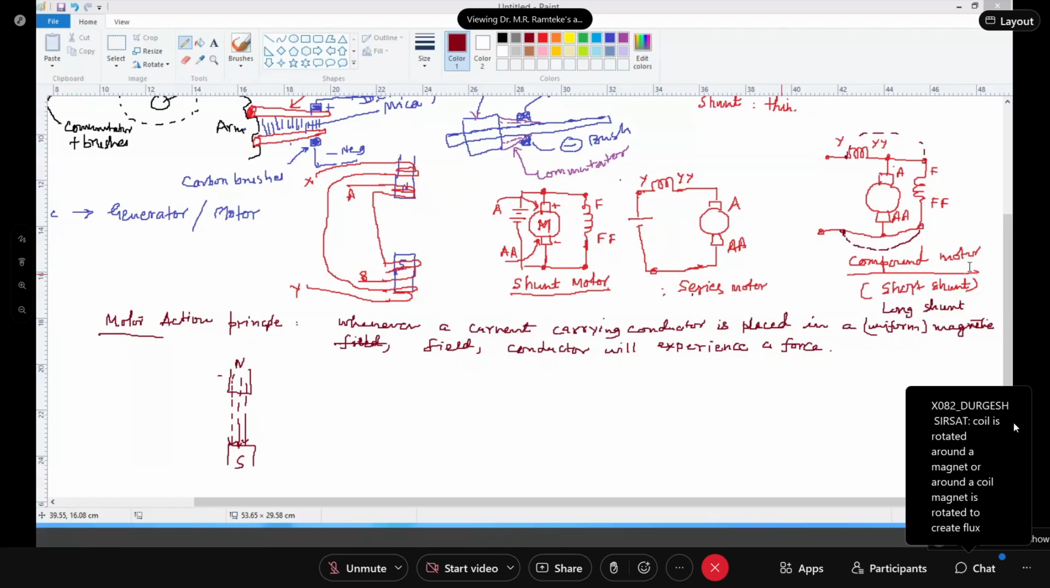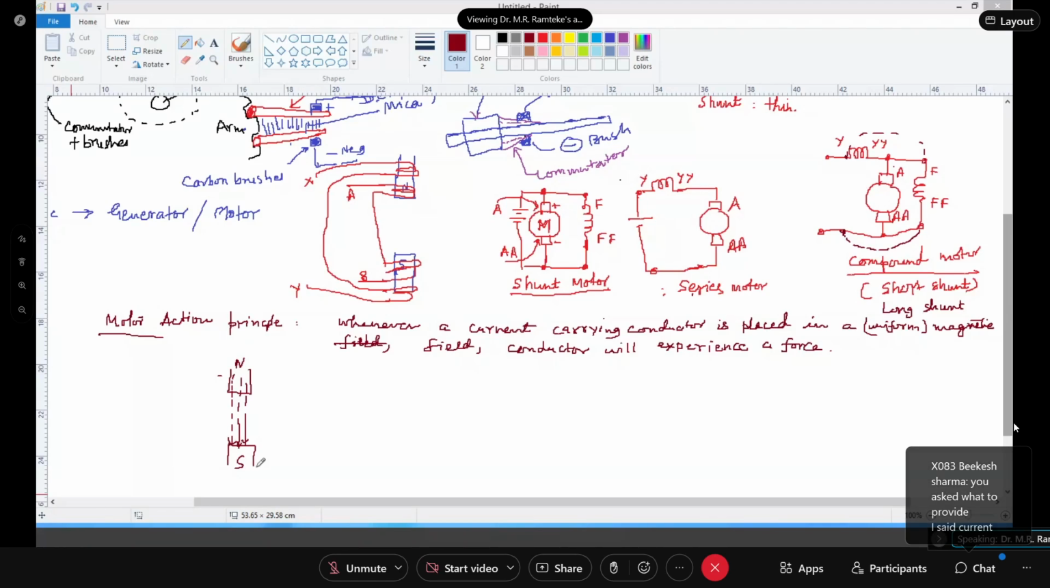A coil is rotated around a magnet, or a magnet is rotated around a coil, to create a flux. No, that is not there. So basically, this is the motor action principle on which all motors work.